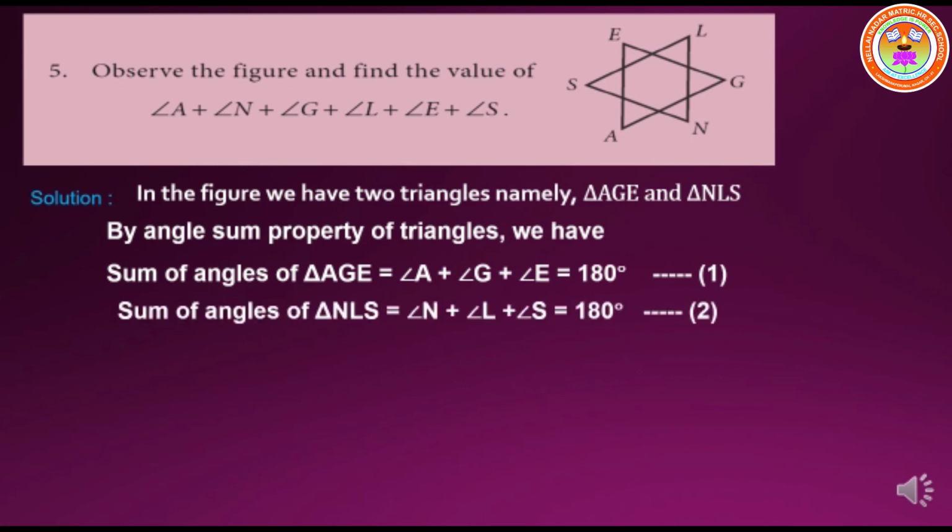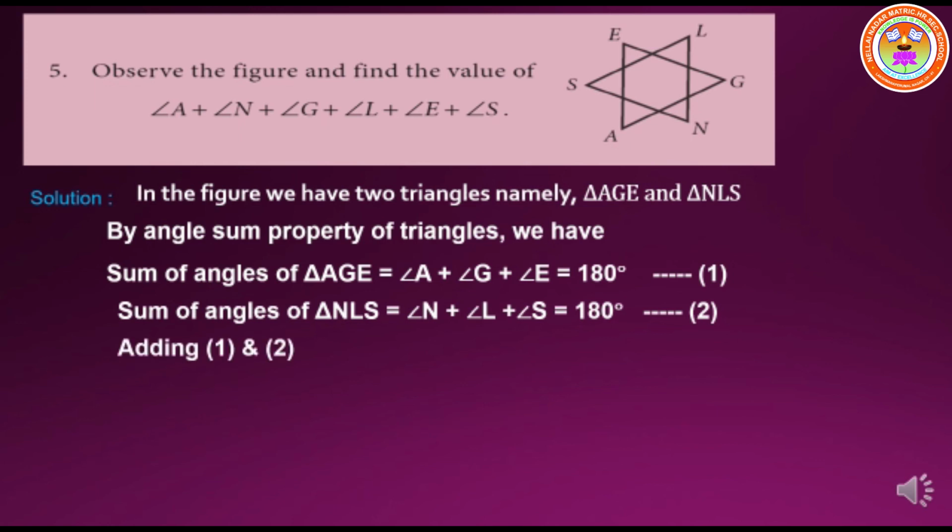Now, the sum of the angles of triangle NLS. Similarly, we write the angles of the triangle, add them and equate to 180 degrees. That is angle N plus angle L plus angle S is equal to 180 degrees. Now, let me mark this as the second equation.